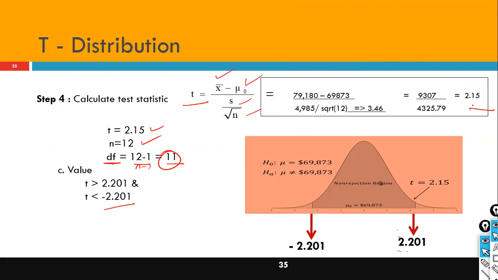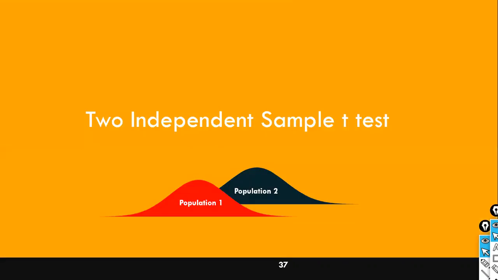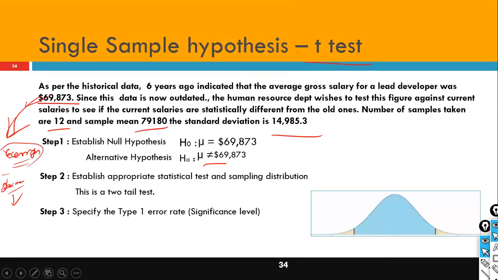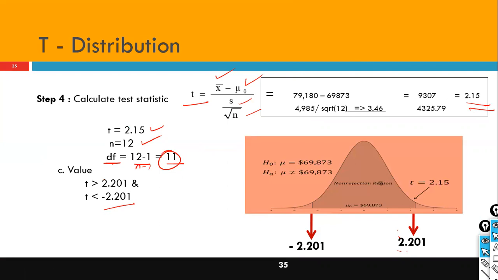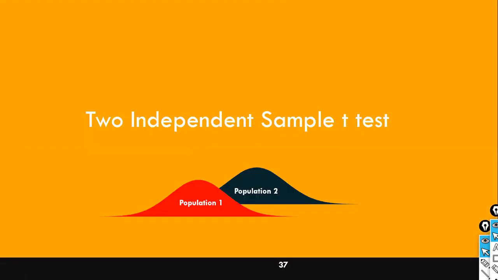And what is my t value? T is 2.15. Is 2.15 greater than this value? No. Is it less than this value? No. Hence, it is not falling in the rejection region. It is falling in the non-rejection region. Hence, we conclude the current salary drawn by the lead developer and the salary drawn by the lead 6 years back were more or less the same, because we failed to reject the null hypothesis. So far, so good.